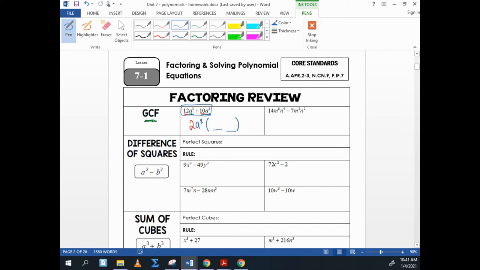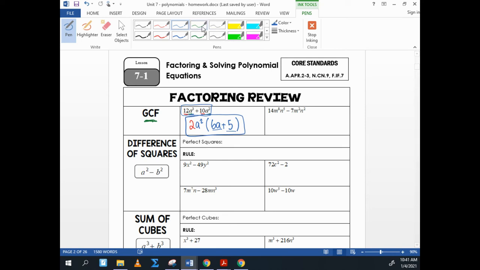So what do I multiply this 2 with to get 12? Well, 6 goes right there. And then A squared, I need to multiply it with another A to make that A to the third. So 6A goes right there. The plus sign will go right in the middle again. 2 times 5 will give me the 10. And I don't need any more A's. I've got the A squared already. So this is factored. This is my polynomial right there, factored.